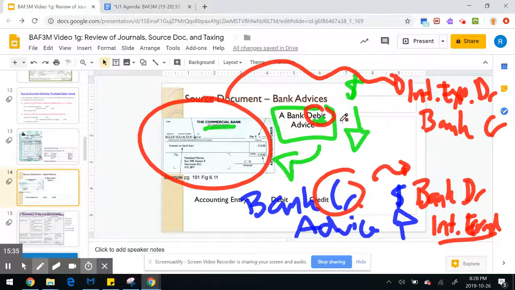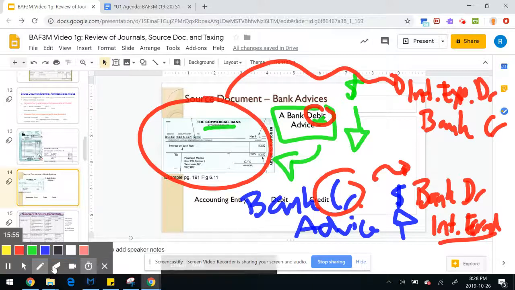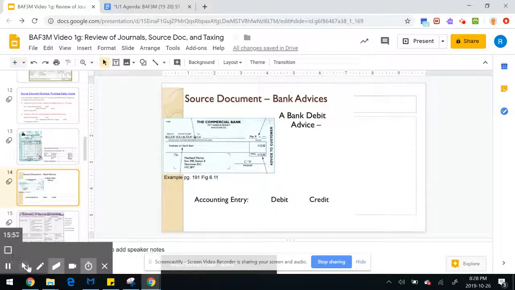If it's a bank debit advice, it means our bank balance has gone down. So we're going to credit bank and debit interest expense. And if we get a bank credit advice and you have to make a journal entry, well, credit advice, again, is a little counterintuitive. That means our bank amount has gone up. So we debit bank, and the interest will be the interest earned, so it's like a revenue credit. Okay, I hope that all makes good sense as well.